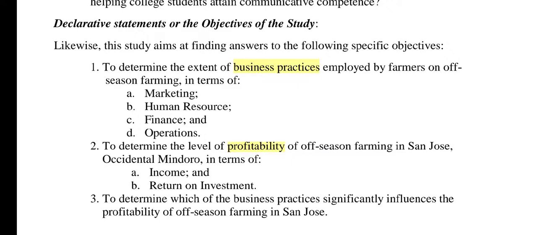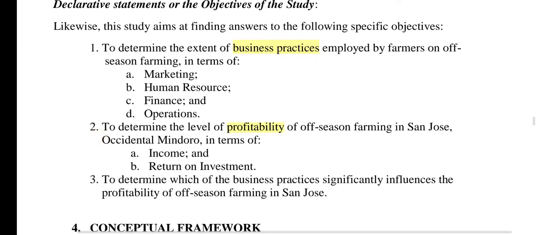Okay, kung sa tingin mo may marketing doon, may human resource doon, may finance at may operations doon, then you may include also these indicators in the statement of the problem. Okay, ganun din sa may profitability. Kung sa tingin mo sa mga related references and resources, merong income at return on investment or profitability in off-season farming can be measured through income and return on investment, then ilagay mo doon sa statement of the problem mo. Kaya lagi dapat you are ready to research, to look for related references or related study doon sa iyong napiling topic o sa napili mong title.